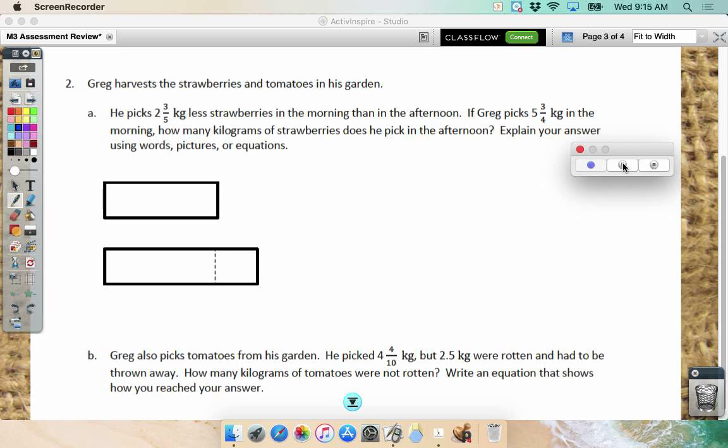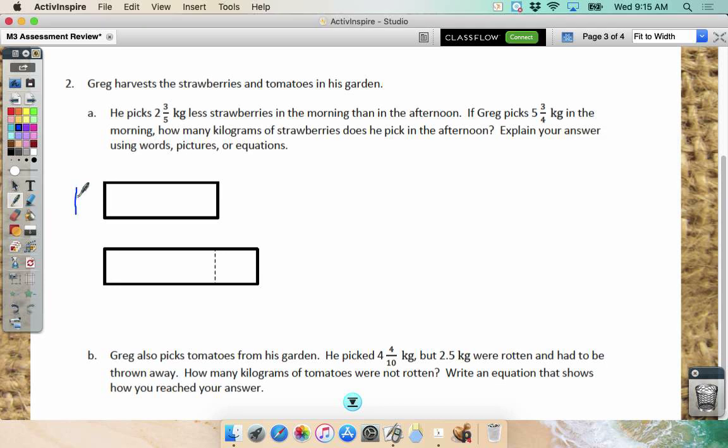So Greg harvests the strawberries and tomatoes in his garden. He picks 2 3/5 kilograms less strawberries in the morning than in the afternoon. So morning is less, right? So I'm going to put the morning there and the afternoon here. He picks 5 3/4 in the morning. How many kilograms of strawberries does he pick in the afternoon?